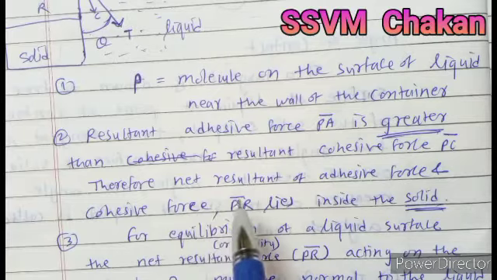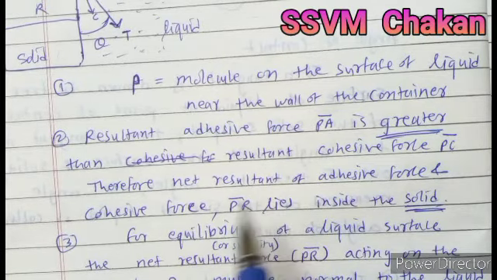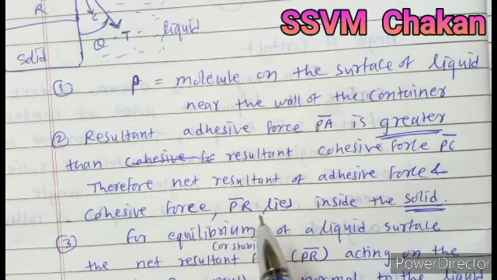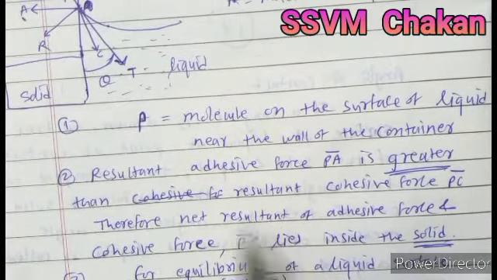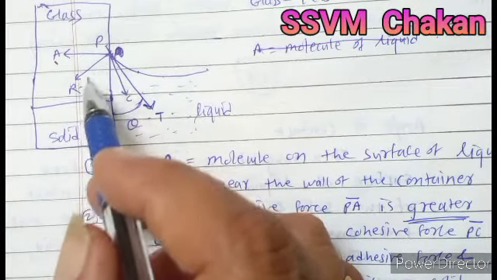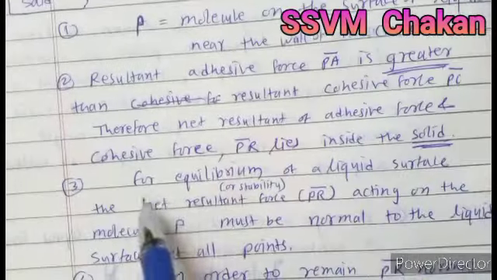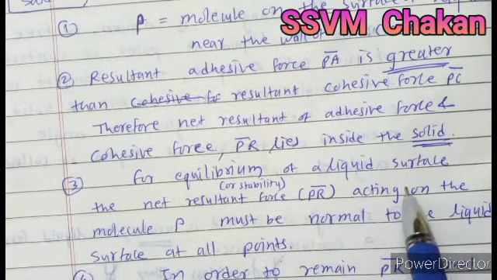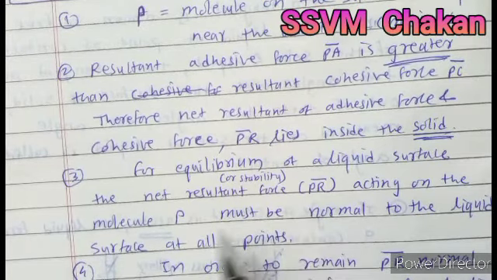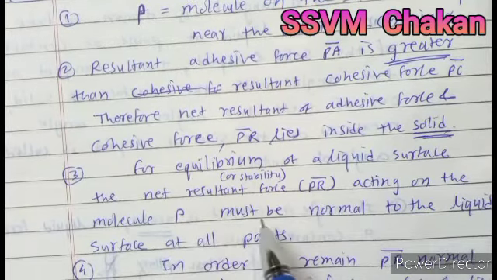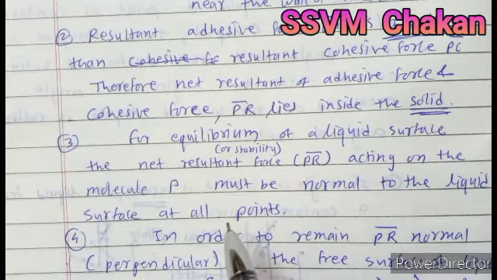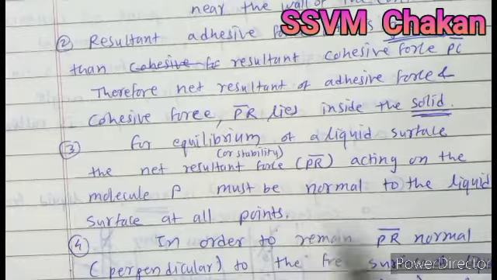Therefore, the net resultant of adhesive force and cohesive force, PR bar, lies inside the solid. So this resultant PR bar is inside the solid. For equilibrium of a liquid surface, the net resultant PR bar acting on a molecule P must be normal to the liquid surface at all points.